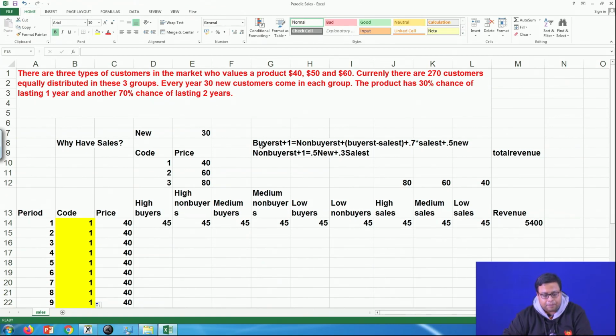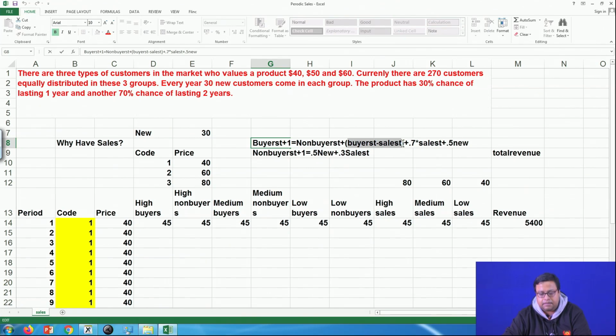So then the buyers at time period t plus 1, you check this thing, whoever did not buy in the last period, why did they not buy? Because they had a product which was still working. Now it is still working at that time period, that means that in the next time period it will definitely fail, because the product life is at max 2 years.